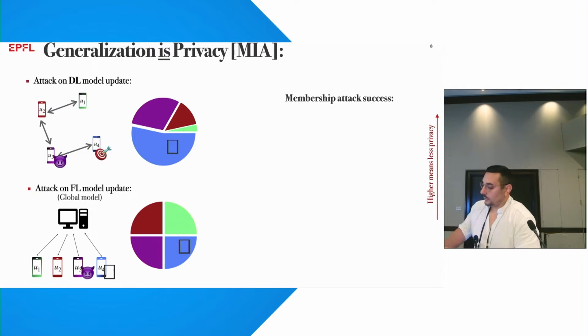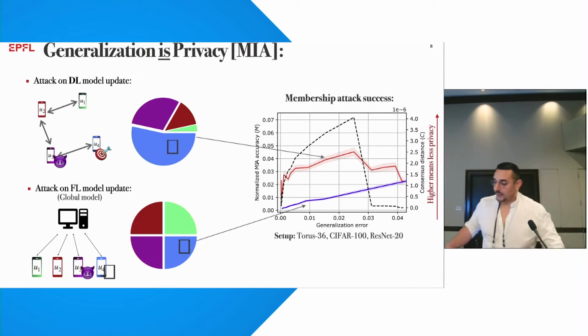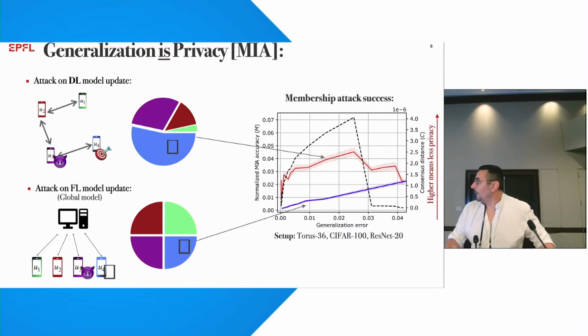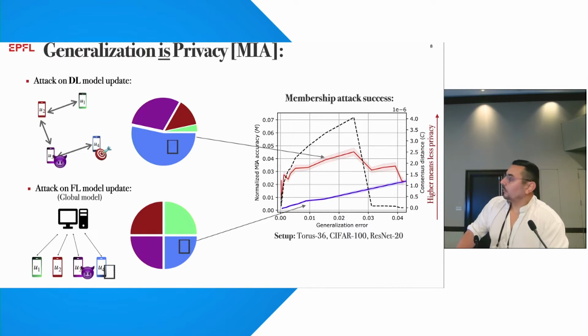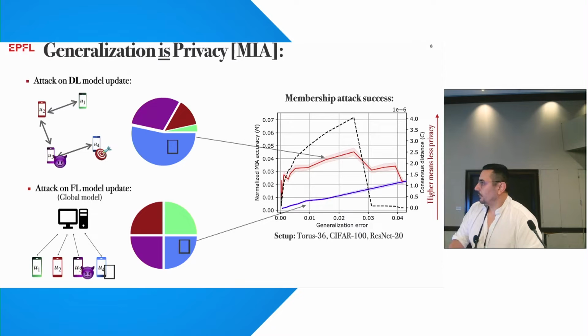And an adversary can use a model update as input for an inference attack in order to infer information about the training set of users. Now, because, as I said, in DL the models are not well generalized, an attacker can infer much more information from a DL local model update than what can be achieved in FL for the same identical setting. On the plot on the right, we have the example of a membership inference attack.